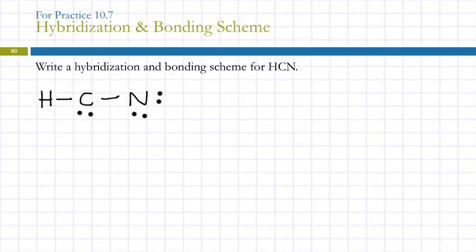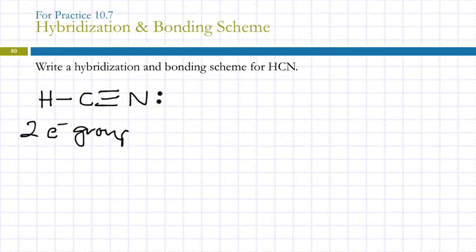So we need to do some sharing. So let's take this lone pair and make a double bond. We're getting closer. We need to take this lone pair off of carbon and make another bond, so a triple bond. Now we've satisfied the octet rule. How many electron groups are around the carbon atom? 2. So the hybridization is sp.